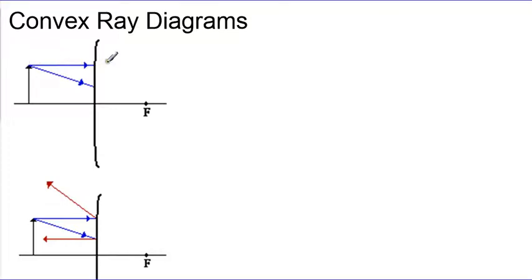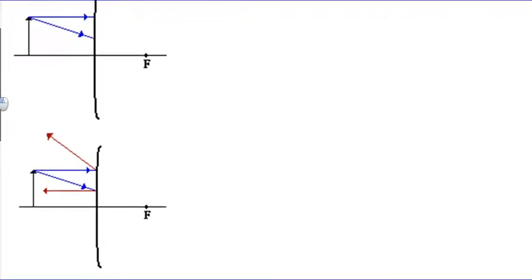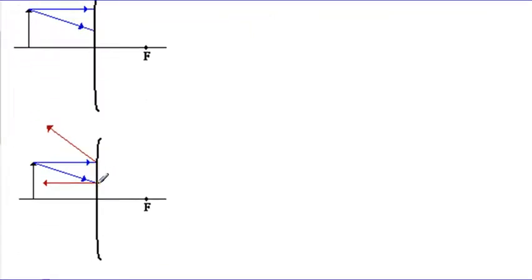We start with a parallel ray and a ray that goes towards the focal point. But because we have the mirror in the way, our ray towards the focal point is stopped by the mirror. It can't actually go to the focal point. And what happens is they are reflected off of the same principles that we were talking about before.